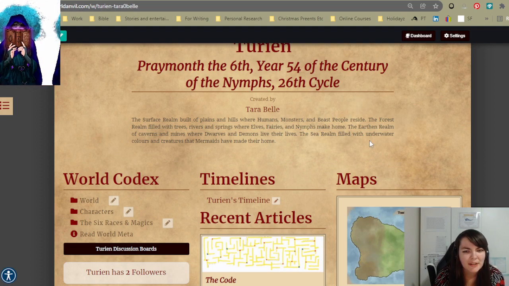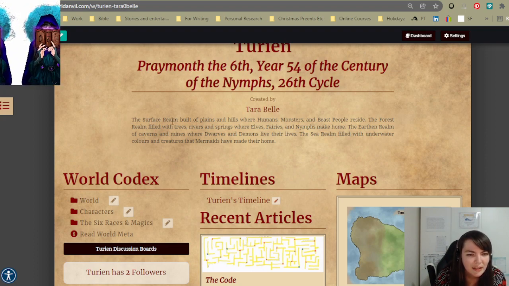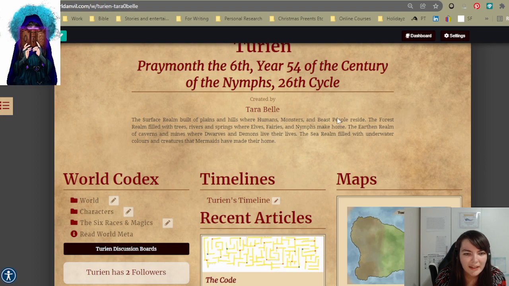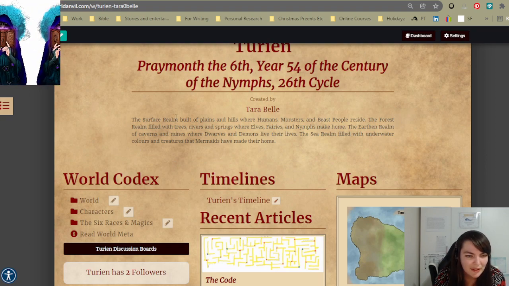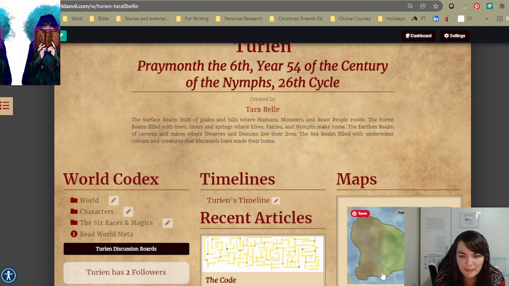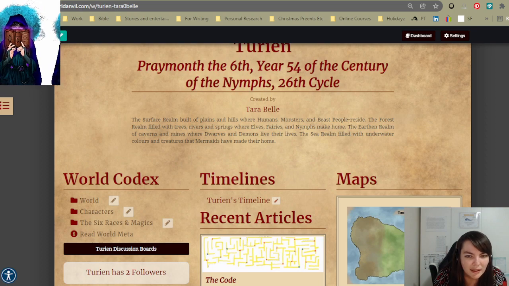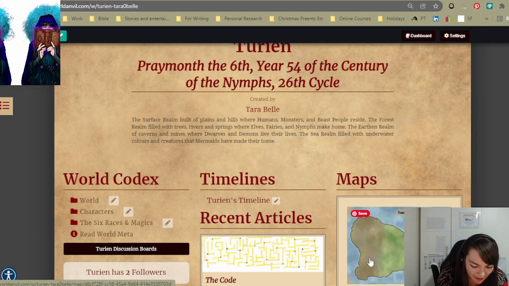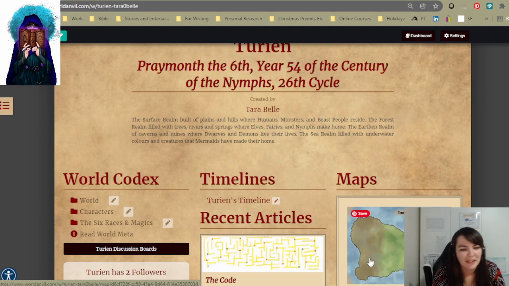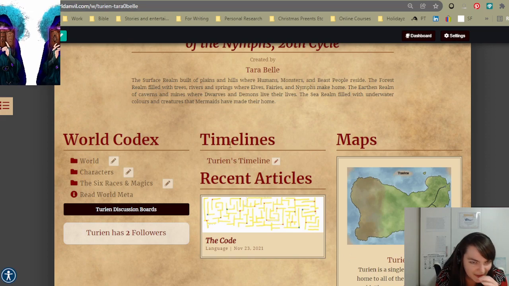The forest realm, so I've changed it, so it's not the surface realm, but yeah, I need to change this. Okay. So the forest realm is now just called the Great Forest. The surface realm was basically just talking about this middle bit in Tyrion, which is the plains. The earthen realm, so there's basically the place called the Underground, which is just, it's underground. And then the ocean is where the mermaids live.